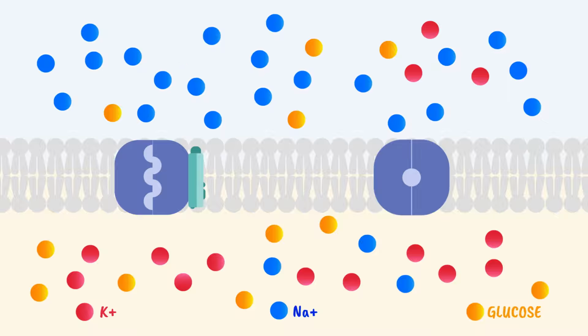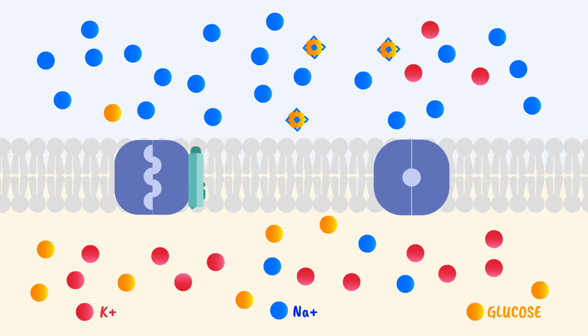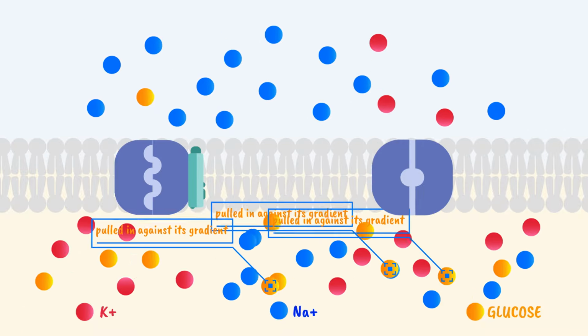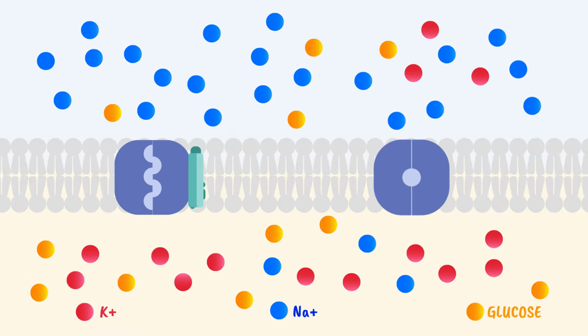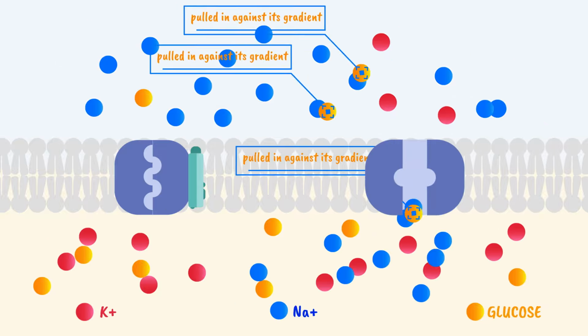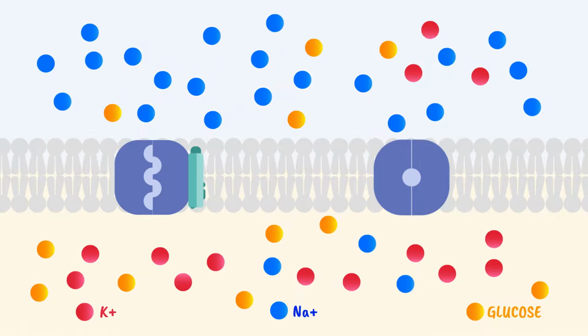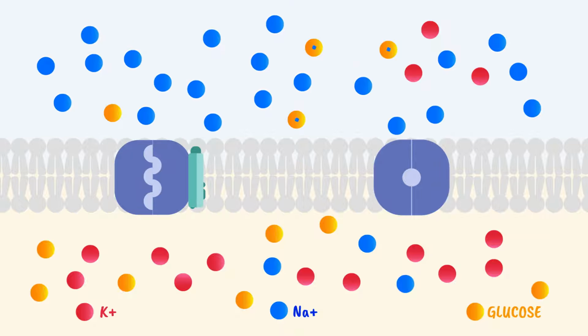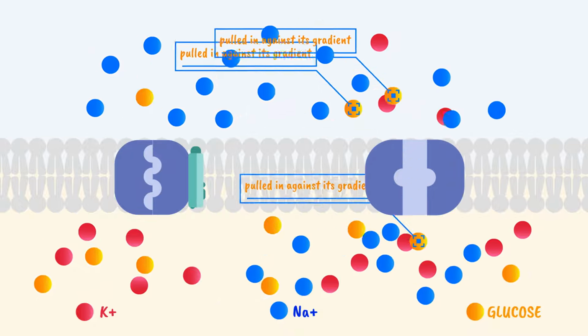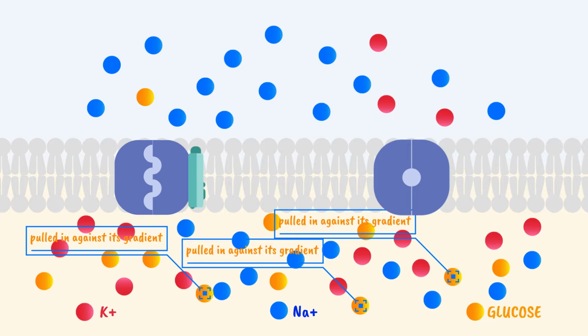Now that gradient becomes energy. Sodium wants to rush back in. And when it does, it drags another molecule along for the ride, like glucose. Or amino acids. This paired movement, where sodium flows in passively and another molecule is pulled in against its gradient, is the core of secondary active transport. You'll see this in action all over your body, especially in the small intestine and the kidneys, where nutrients are absorbed efficiently without using extra ATP.